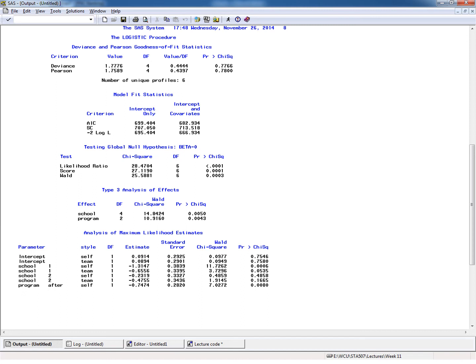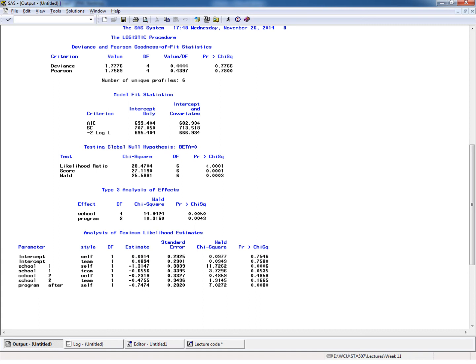Now, our global tests all agree. All are highly significant, telling us at least one of our variables is useful in our model. We look at the actual aggregate variables. Both of them are significant. Learning preferences differ by school. They also differ by program. And there's our model equation down below.